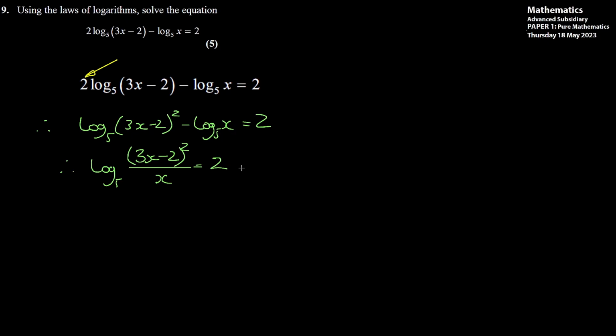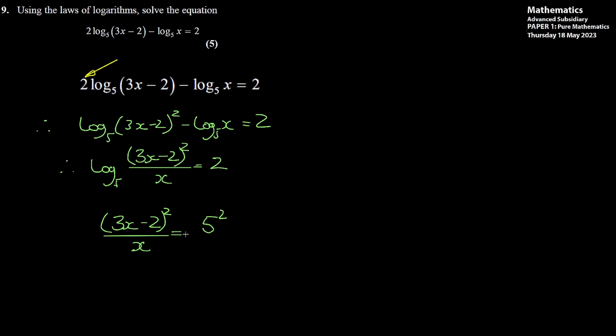Now we want to get rid of logs, so we anti-log everything, and we anti-log with respect to base 5. The left-hand side is easy. It's just the expression in x here. And this is equal to, if we're base 5, this is simply equal to 5 squared.